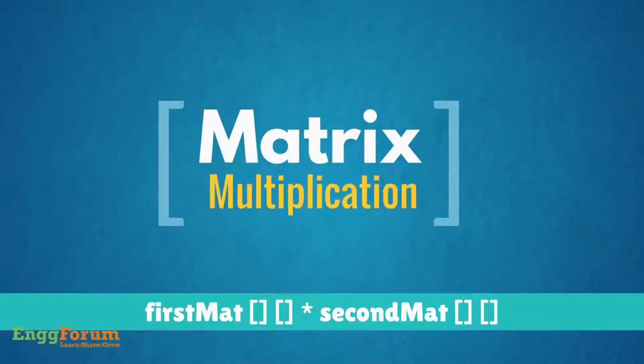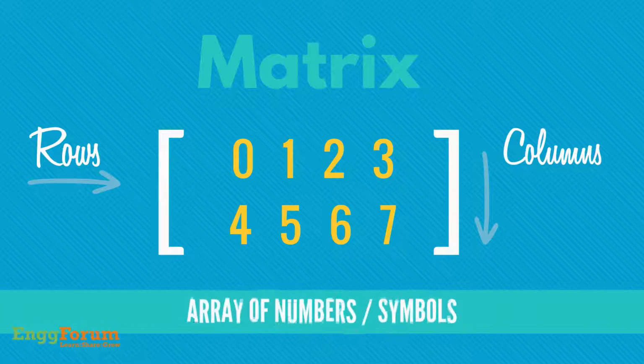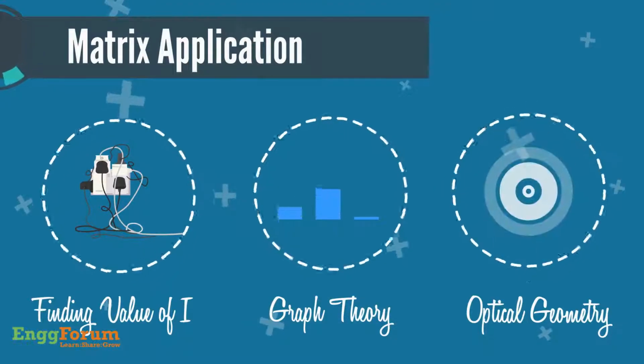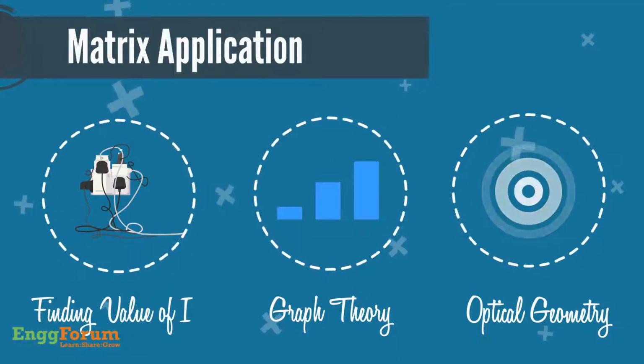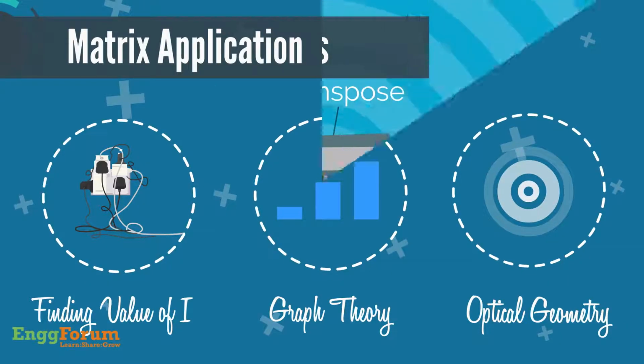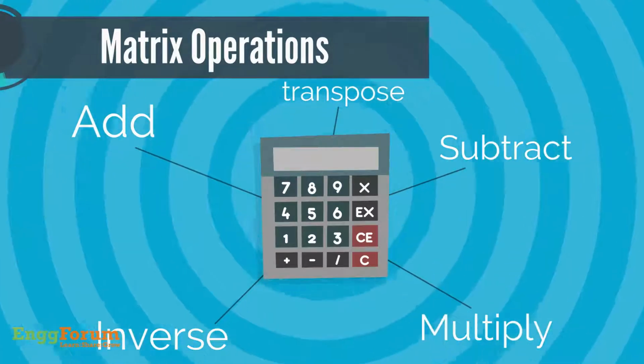Hi there. In this unit, we will learn how to perform matrix multiplication in Java. A matrix is an array of numbers or symbols which are arranged in rows and columns. Matrices have a wide range of applications, ranging from physics to electronics as well. We can perform several arithmetic operations with these matrices.